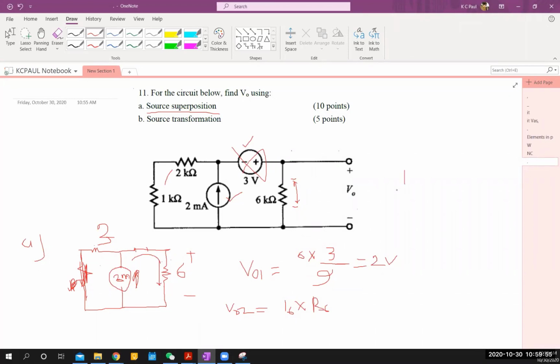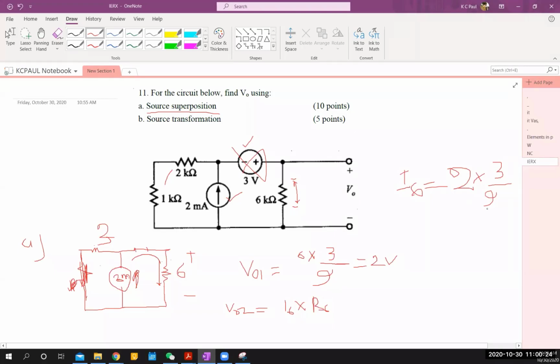But what is I6? I6 is equal to, always, if two branches are connected in parallel and you want to find the current through a particular element, multiply with the other resistor. So the total current is 2, then multiply with the other resistor 3 and divide by the sum, so 9. What is that?